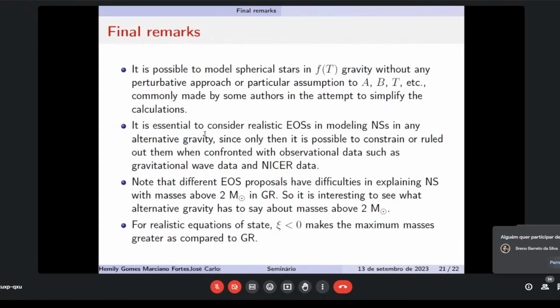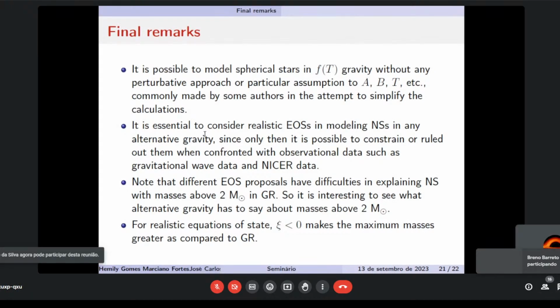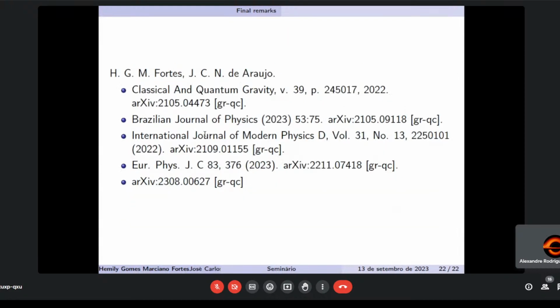We could see that for a realistic equation of states, Kc less than 0 makes the maximum masses greater as compared to GR. So if we want to describe neutron stars with greater mass, we can use these models with negative Cs. Here we have some of the papers we have published in this subject. And this last one is about this example I said. Let me go back here.